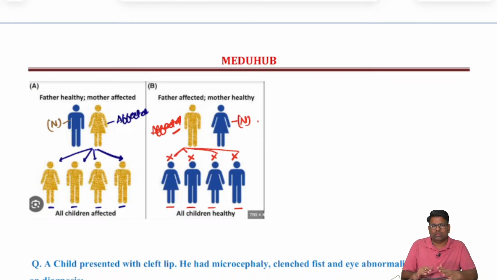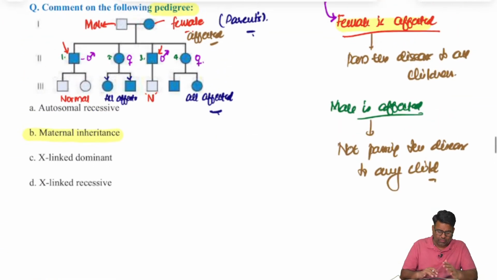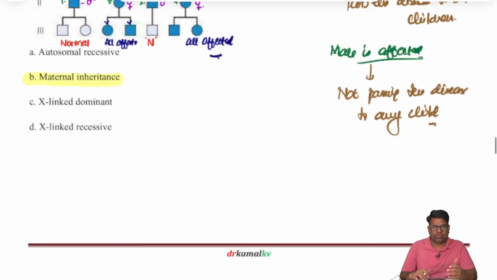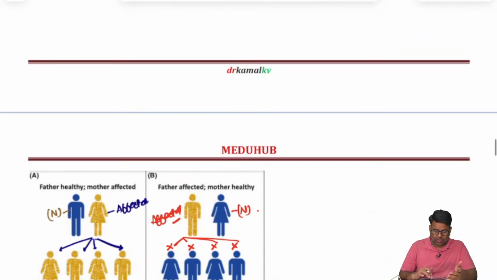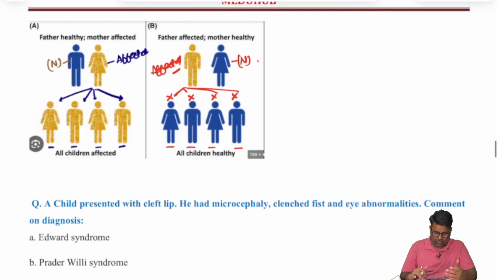Quite easy to understand. The only thing is that you have to apply the knowledge to the pedigree, and you have to evaluate or study the pedigree with concentration. And the moment you get this concept, mark it wrong.